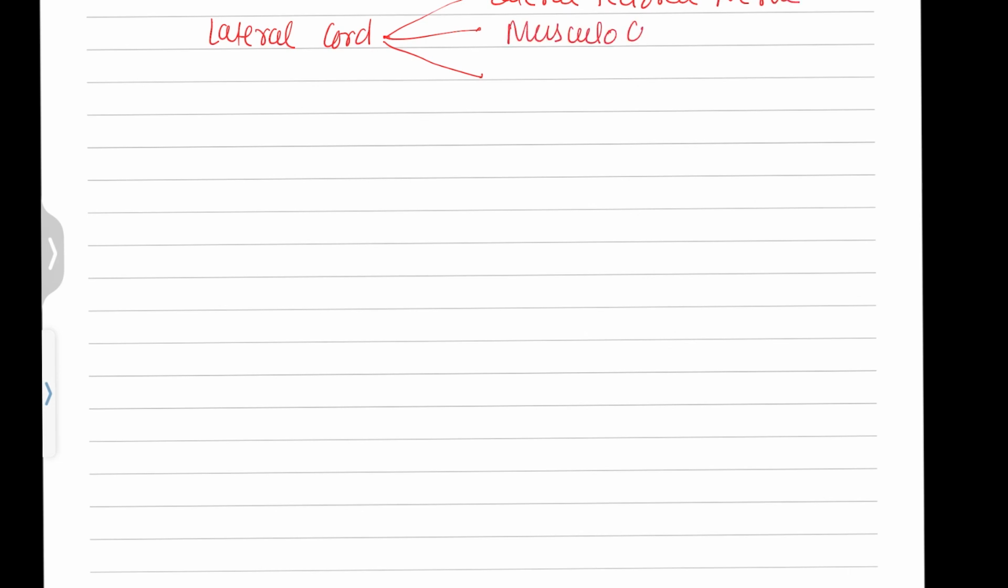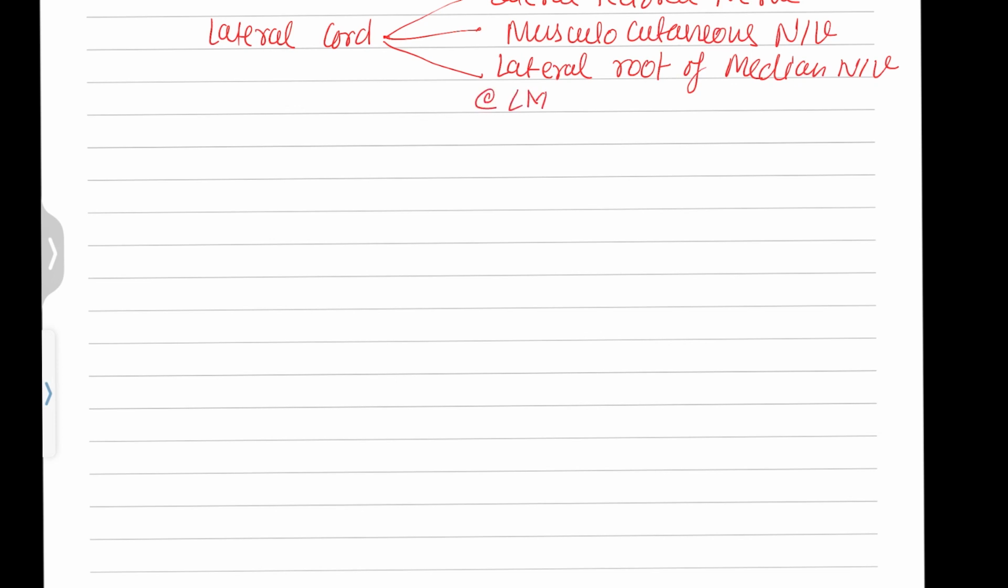I hope you are writing with me because unless or until you write it by yourself, see, there is something known as the muscle memory of the hand, so it might help you remember it in your exam. Okay, so these are the 3 branches of the lateral cord of the brachial plexus. You just have to remember this mnemonic LML. L for lateral pectoral nerve, M for musculocutaneous.